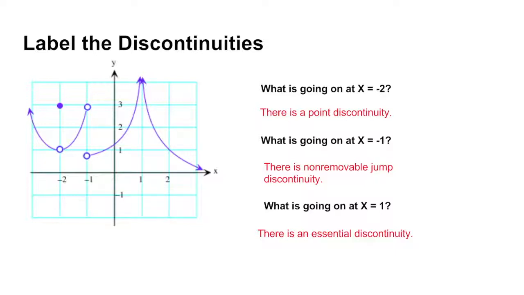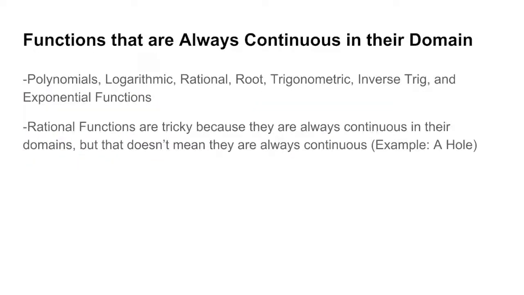And at x equals 1, there is an essential discontinuity, or the non-removable infinite discontinuity, because there are vertical asymptotes. Functions that are always continuous in their domain. This is more important for things in chapter 4, but it also comes up in IVT, so it's important to know this, even though it's not used specifically in this section.